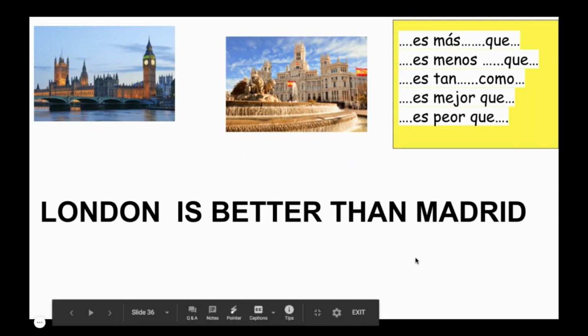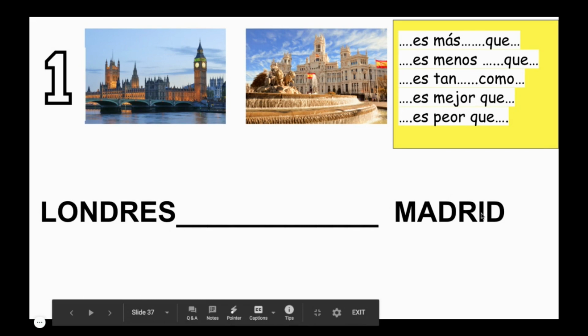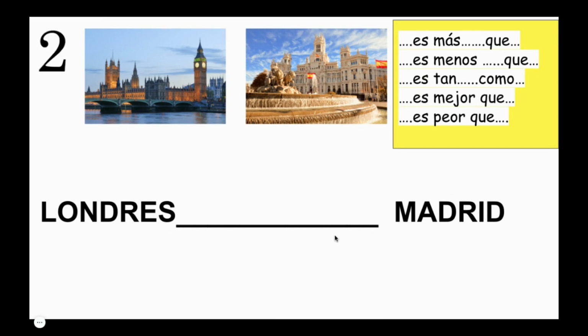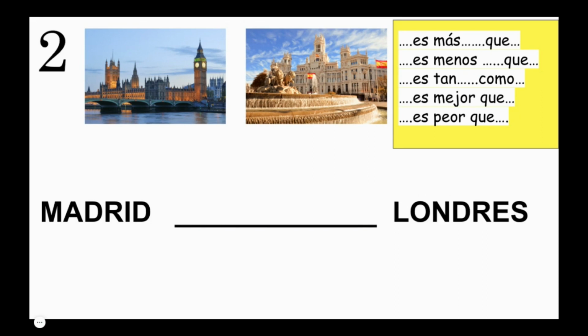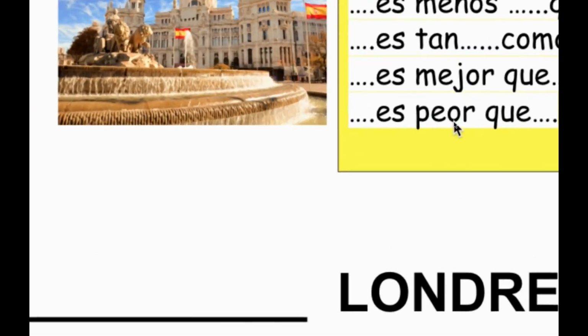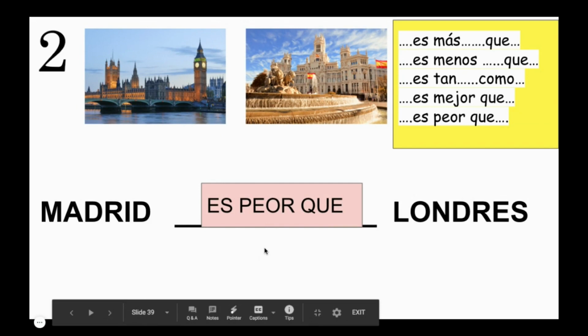So the first step is the same as the others. We have to put the places, in that case, that we need to compare. Londres, London, and Madrid. And then the second step will be putting the structure we want to use. In that case, is better than. Es mejor que. Londres es mejor que Madrid. And that's it. If you want to say that Madrid is worse than London, you basically need to change es mejor for peor. Es peor que. Madrid es peor que Londres.